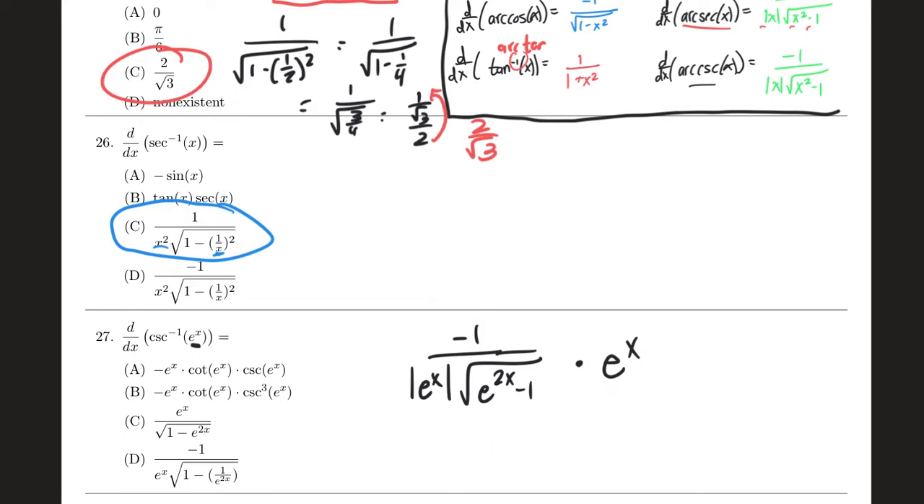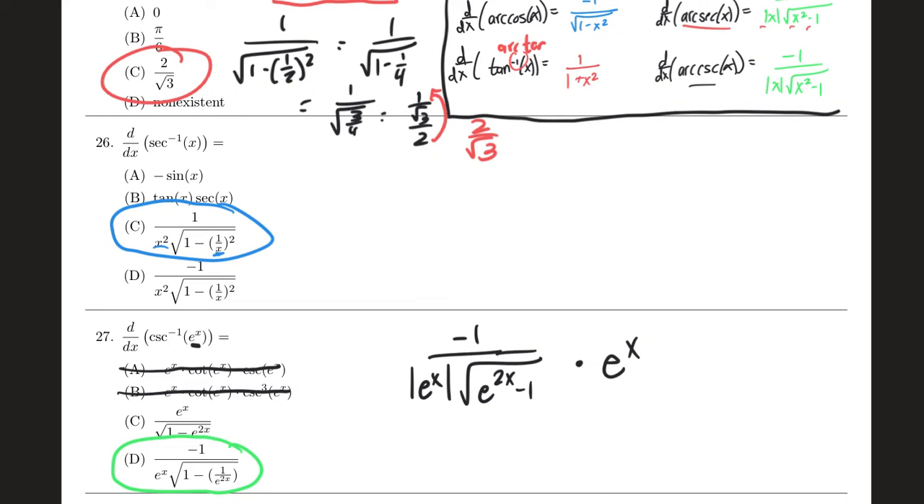Again, none of these match exactly. The one thing we definitely know is that it's not A or B, because there's no trig functions in our final answer. So looking at whether it matches more to the first one or the second one, the first one has no negative answer, so it has to be D.